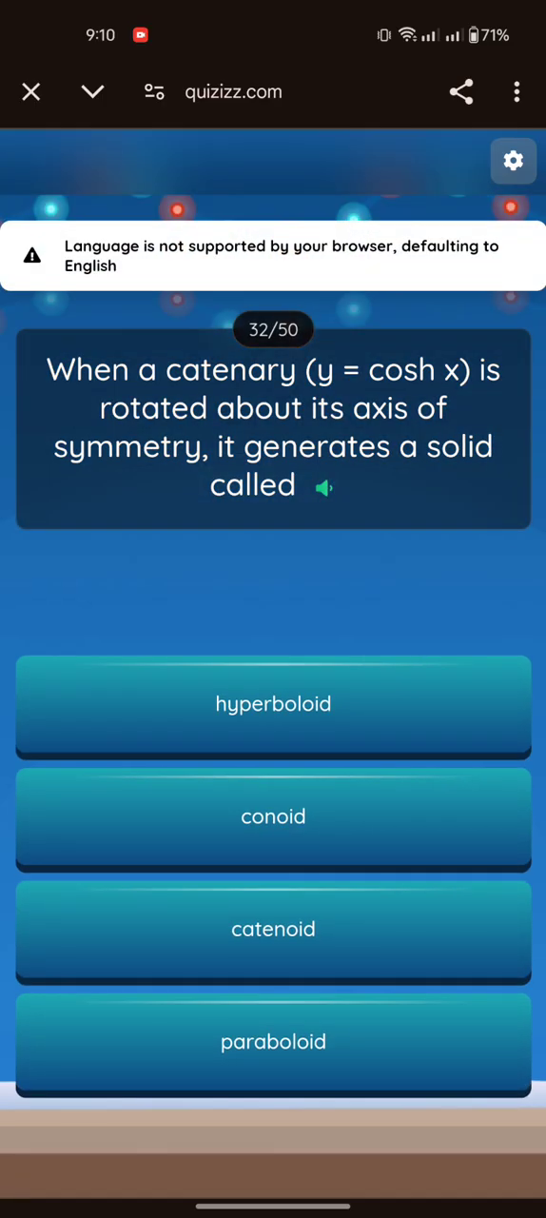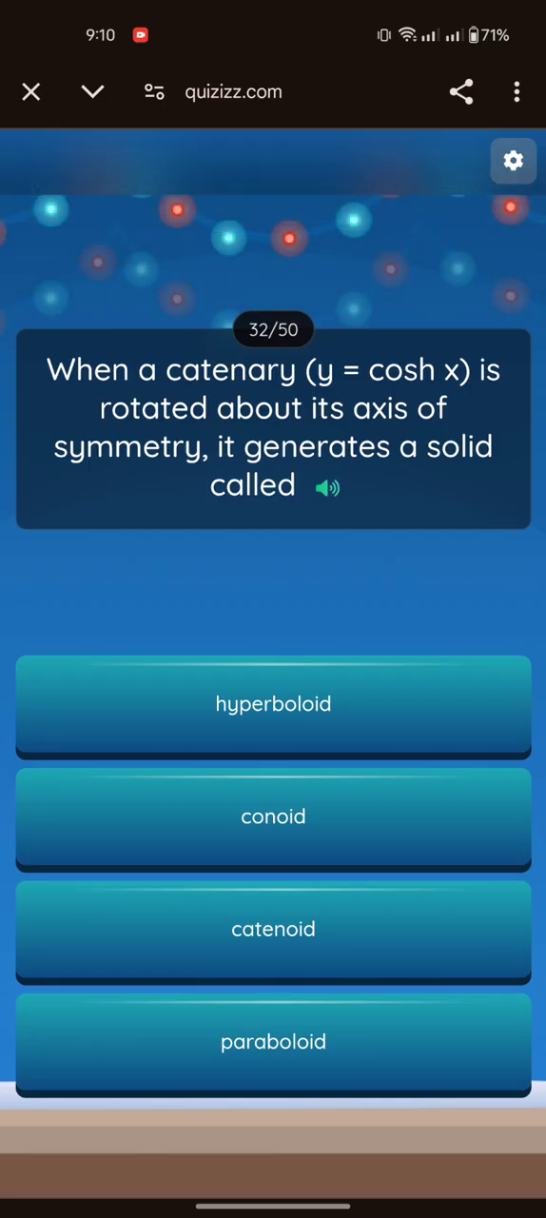Question. When a catenary y equals cosh x is rotated about its axis of symmetry, it generates a solid called. Option 1, hyperboloid. Option 2, conoid. Option 3, catenoid. Option 4, paraboloid.